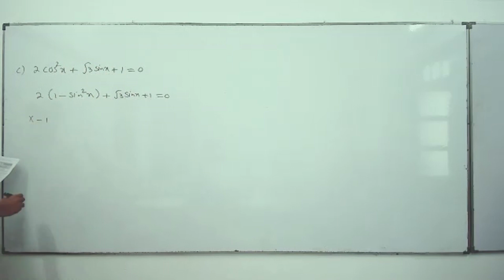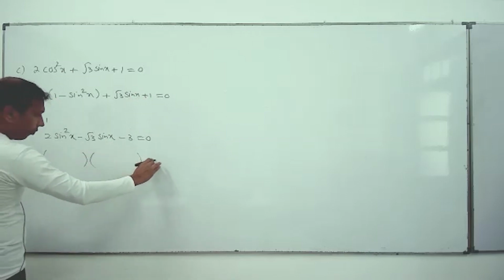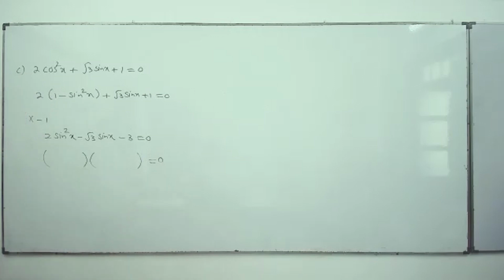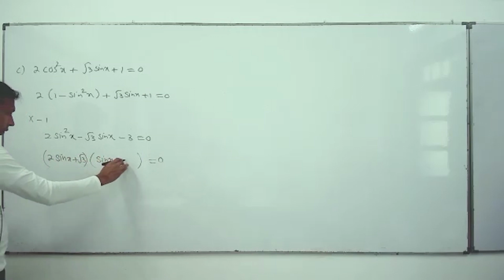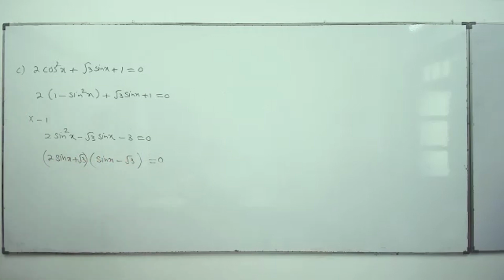Multiplied by minus sign, remove the bracket: 2 sin squared x minus root 3 sin x, here minus 2 minus 1 gives minus 3. We get this, right? You can factorize this. We get factors: 2 sin x plus root 3 and sin x minus root 3. You see, we get factors. 2 sin x plus root 3, sin x minus root 3. Then you can equate each to 0.